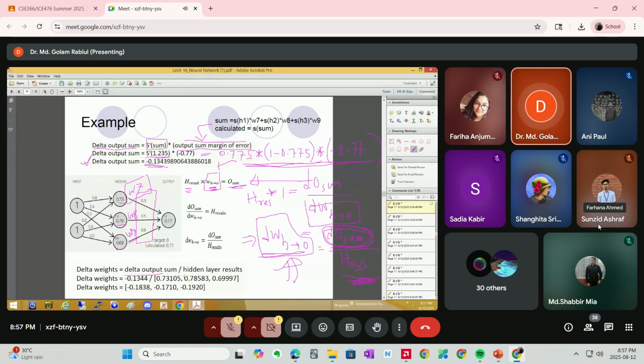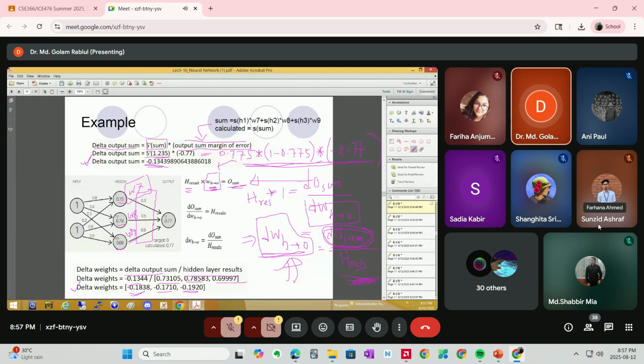Delta output sum and then hidden layer results. These are the three hidden layer results. Okay, so we have to divide this one by these three values. That means negative 0.1344 divided by 0.13105, and you will get this value. Then negative 0.1344 divided by 0.78583, and you will get this value. Then divide by 0.699997, and you will get this value, negative 0.1920.